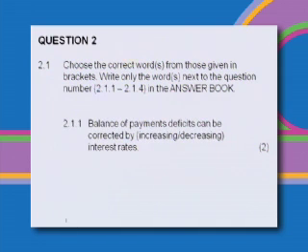Right, 2.1.1, balance of payments deficits can be corrected by increasing or decreasing interest rates. So here we're looking at the balance of payments, and the key word there is deficit. A deficit, remember, it's a loss. So how can we rectify this loss? The only way to rectify this loss is when we increase the interest rate. So by increasing your interest rate, you will rectify the balance of payments deficit. So the correct answer is there. By increasing the interest rates, you could then rectify the situation with regards to the balance of payments.